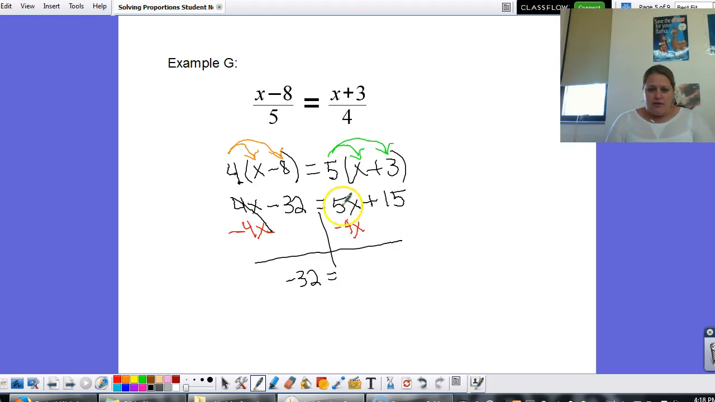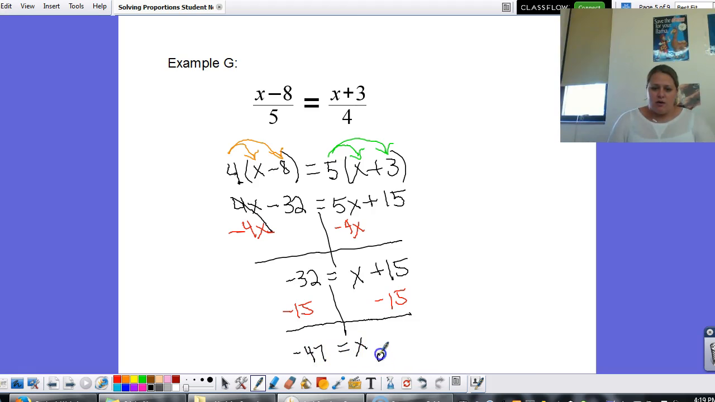On the right side, I lined up my like terms. 5x minus 4x is 1x. I still have the plus 15. One more step and I'm there. Subtract 15 from both sides. And negative 32 minus 15, which is adding a negative 32 and a negative 15, is negative 47 equals x, or x equals negative 47.